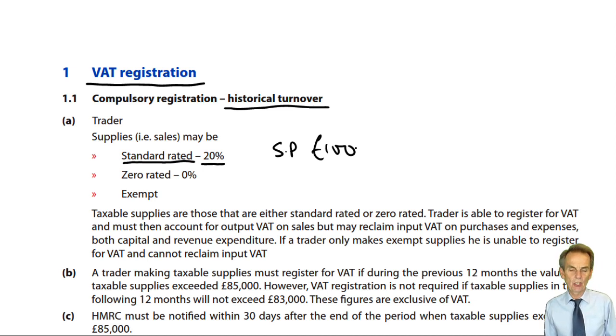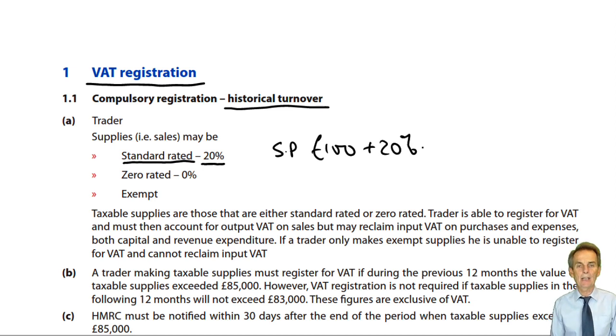If it is registered for VAT, either through compulsory or voluntary VAT registration, then it has to account for what we'll call output VAT on its sales. Output VAT on its sales. And that means that the trader is required to add 20% VAT to that selling price.